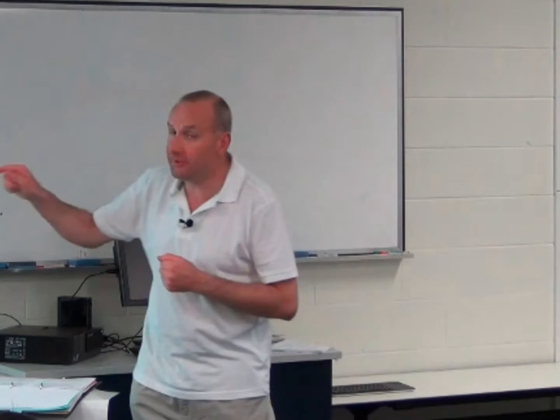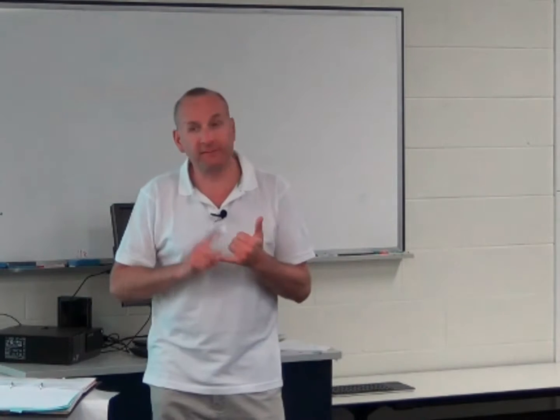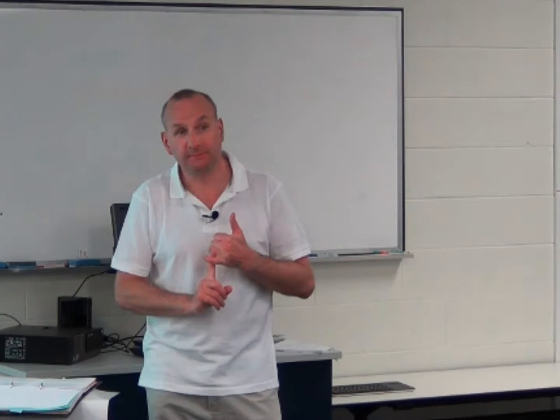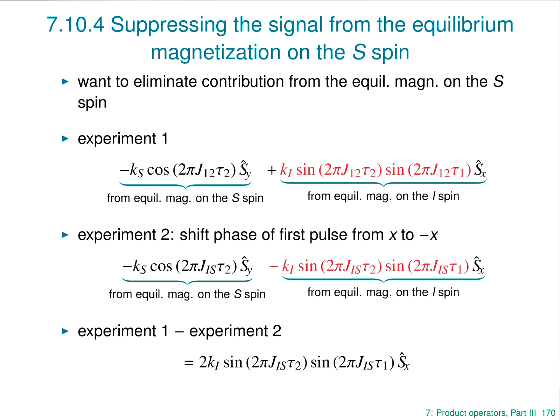But the magnetization that arises from the S spin is not affected by that first pulse, because that first pulse is only applied to the I spin. So that's why these two terms are affected differently. And now all we do is subtract the two. And the unwanted term disappears, and the wanted term adds up. And that's a simple difference experiment.